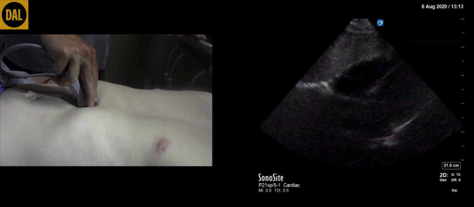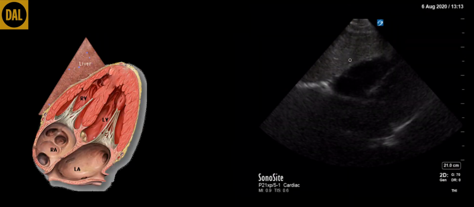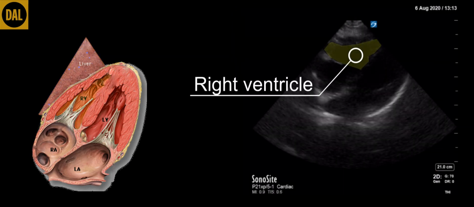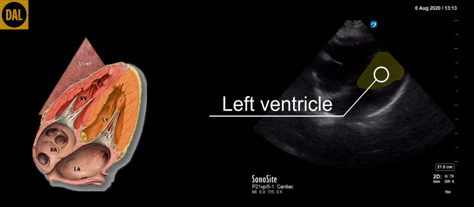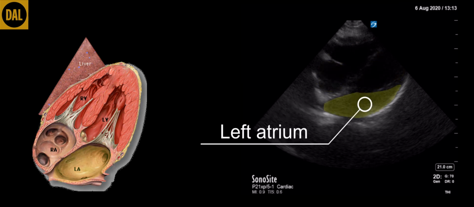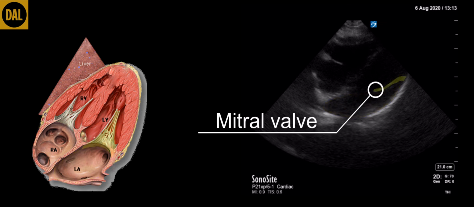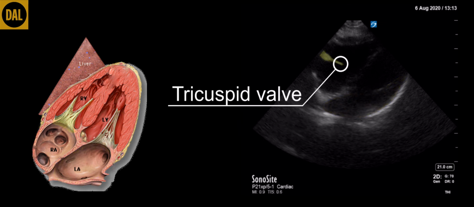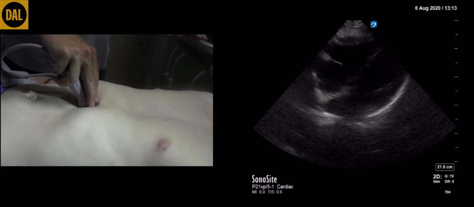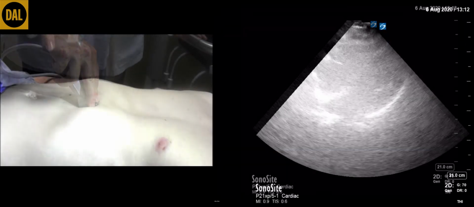During this scan, we expect to be able to visualize the liver, the heart, including the right ventricle, the left ventricle, the right atrium, the left atrium, the mitral valve, the tricuspid valve, and the septum. Okay, so now we're ready to start scanning.